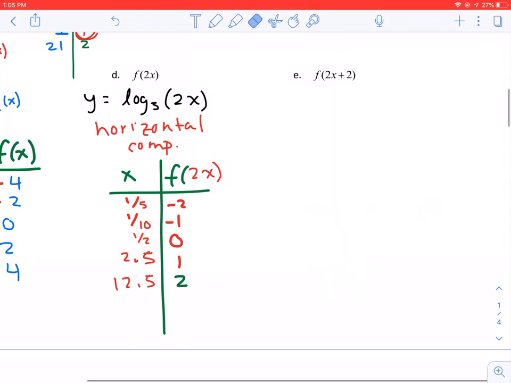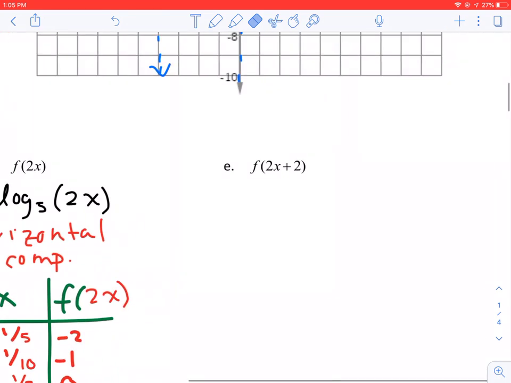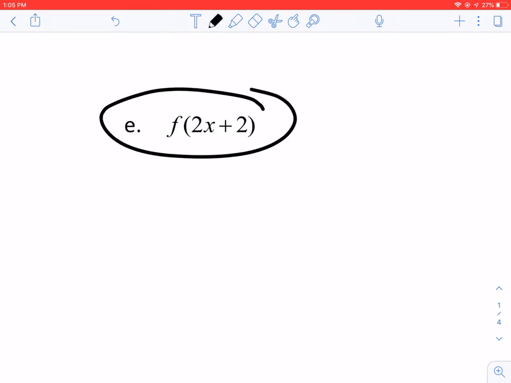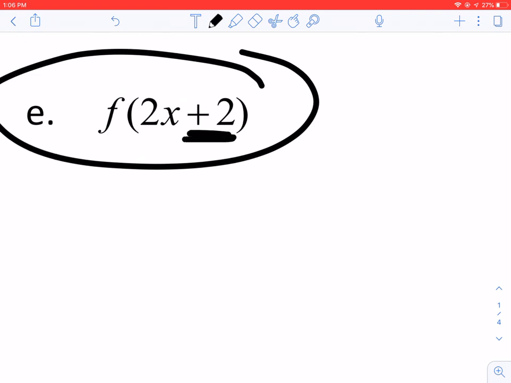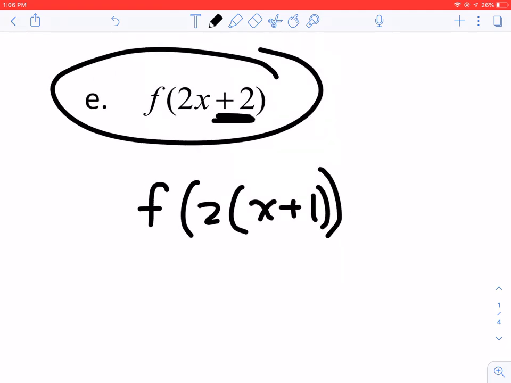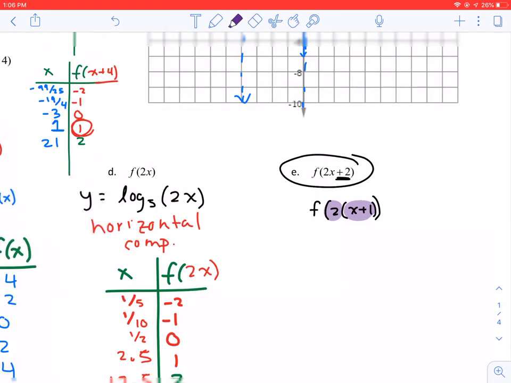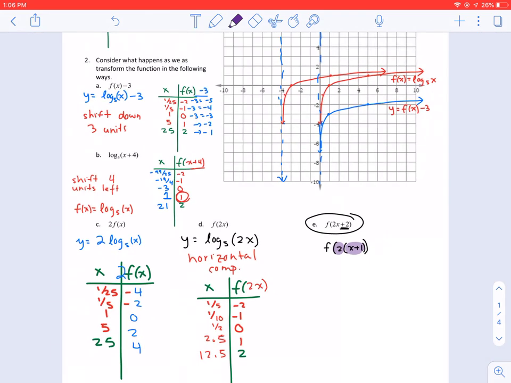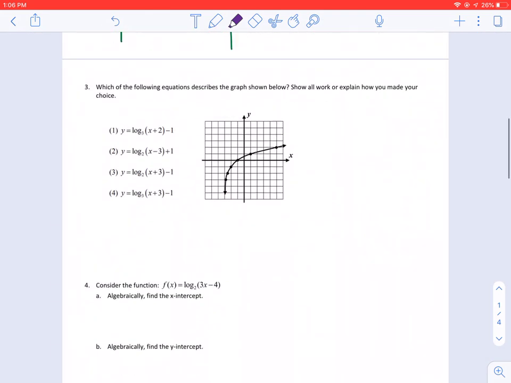And actually, I think we've done enough of these transformations. I'll just talk really quickly about E. You might think this is a shift left 2 units, but if you guys remember from what we did in trig, you need to factor out first. So there's really f of 2 times x plus 1, right? And it's actually just going to be a shift left 1 with a horizontal compression factor of 2. All right, so that's all I'm going to say about that.